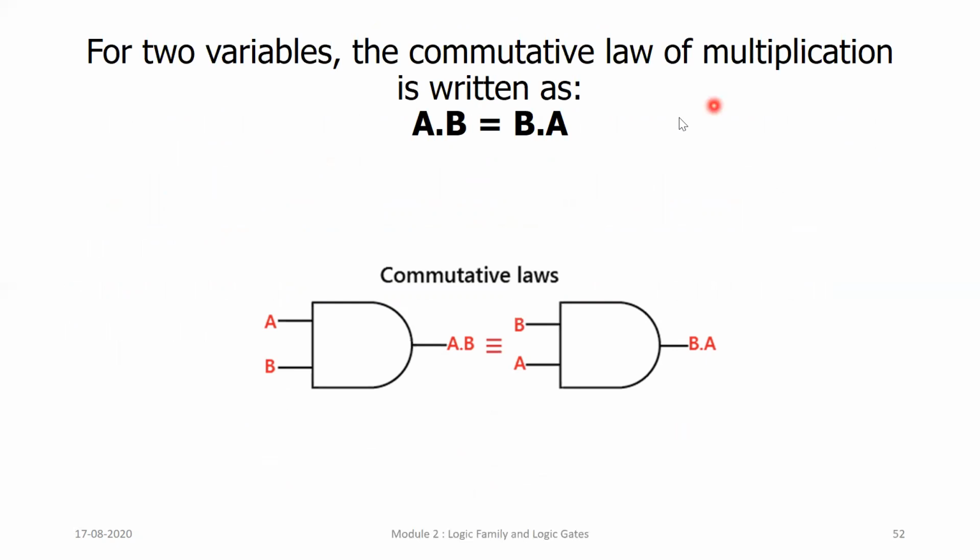Commutative law of multiplication. That was commutative law of addition, the previous one. Commutative law of multiplication was A into B, which is equal to B into A. So since this is the multiplication operation, I can simply perform it using an AND gate.